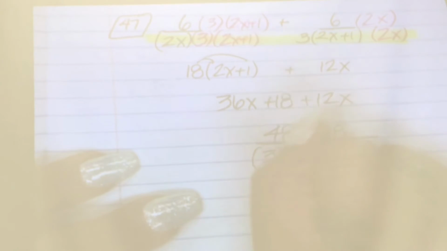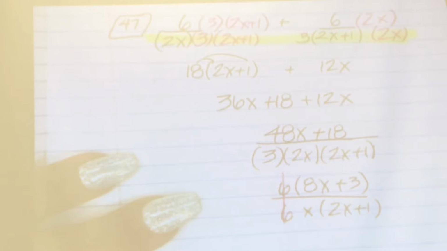The 6's. You're allowed to cancel the 6's because they're not attached to a plus or a minus. You're not allowed to reduce this 8 and 2. What is this 8 attached with? The x plus 3. What is this 2 attached with? X plus 1. So you can't reduce this 8 and 2.